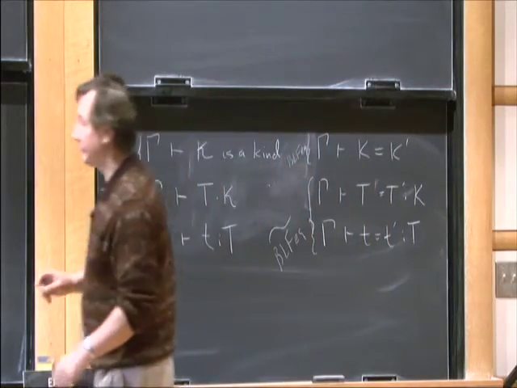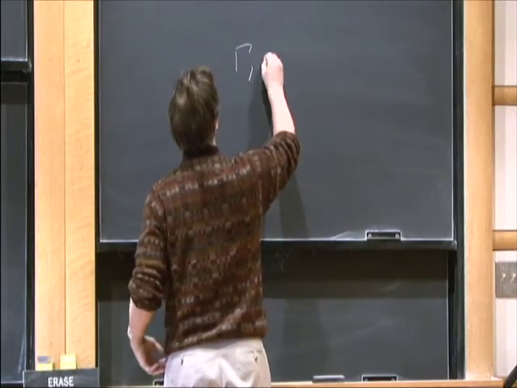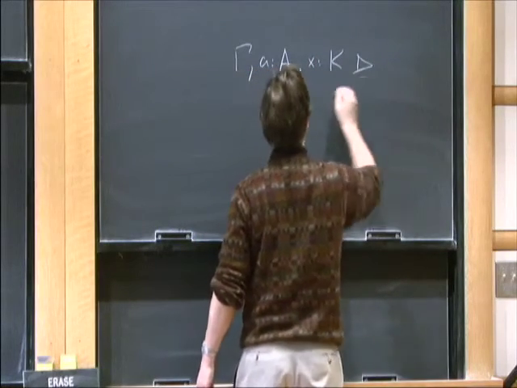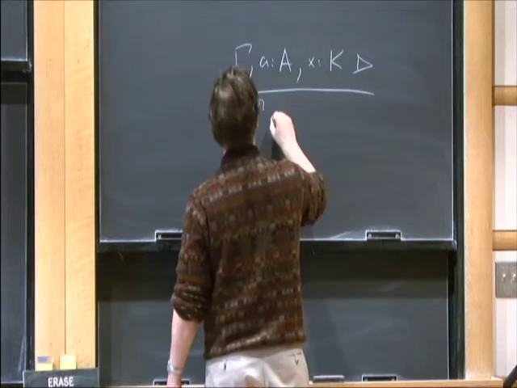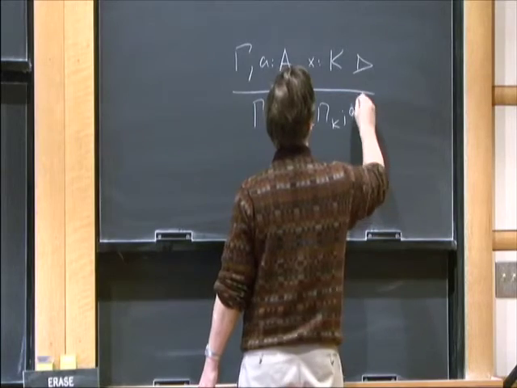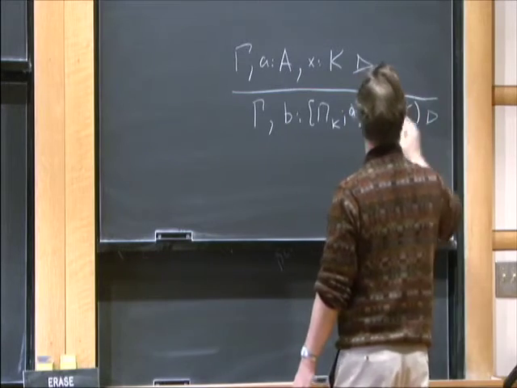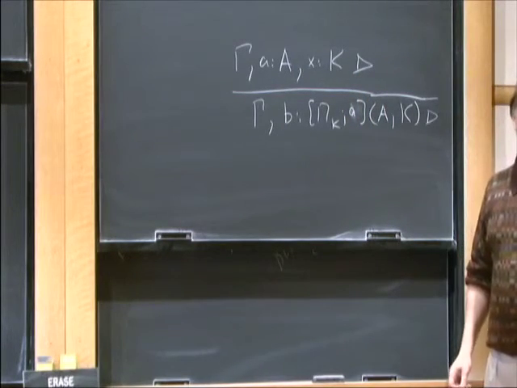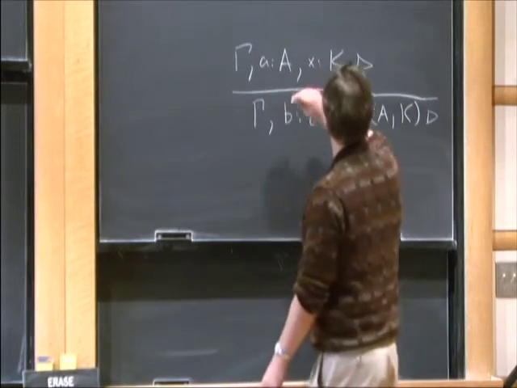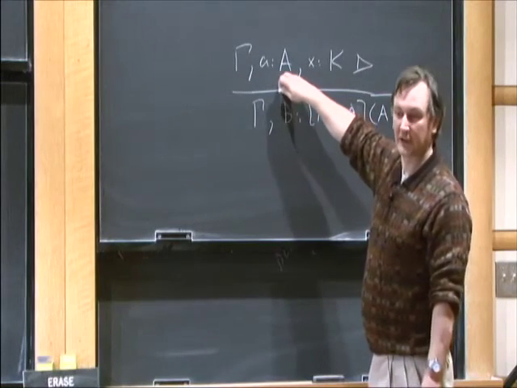But if you look at the derivation rules, there is the following derivation rule. Gamma, A, X, K. Gamma, B, P. That's a derivation rule for forming a product. And it is important here that this is actually a type and not a kind.